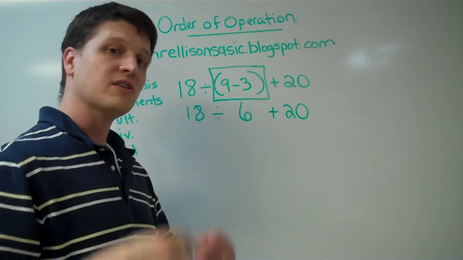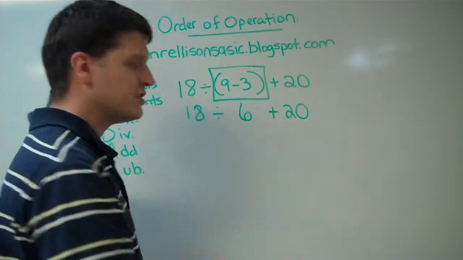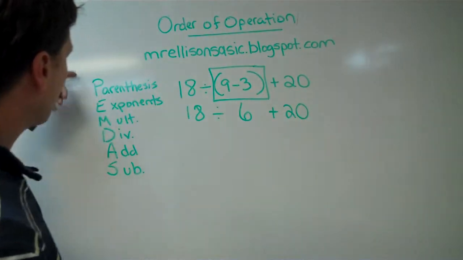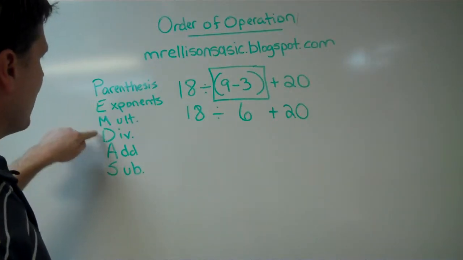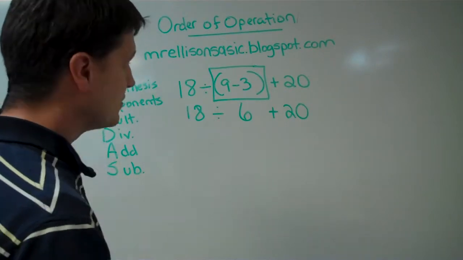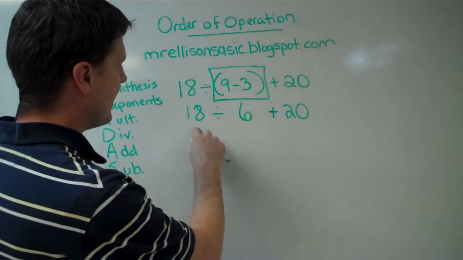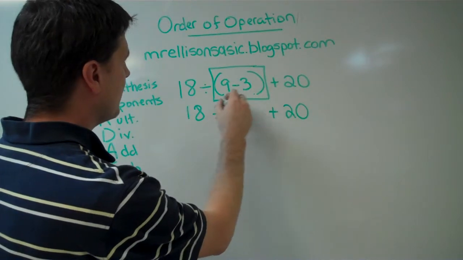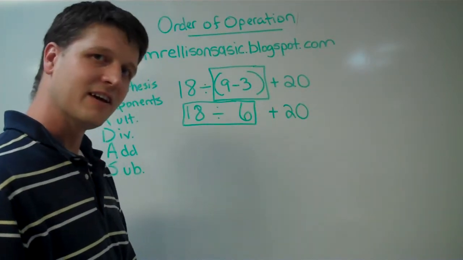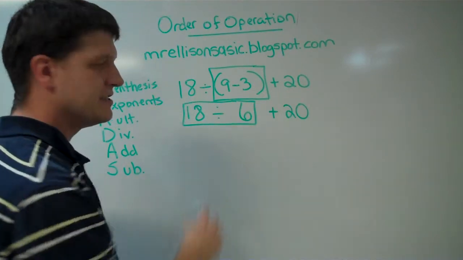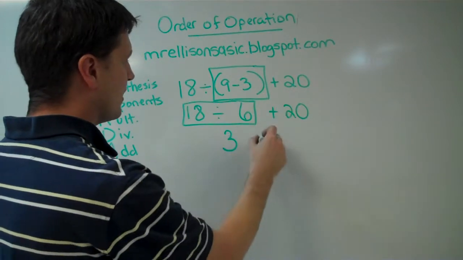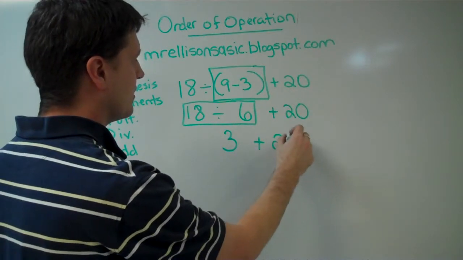Now, in our next level, we have two operations: a division and an addition. Let's go ahead and look. In the order of operation, we have our addition, we have division, but division comes first, okay? So we're going to take our division, 18 divided by 6, and box it. That's the operation we're going to focus on. Now, 18 divided by 6 is 3. So we'll bring down our 3, and then we'll bring down our plus, and bring down our 20.